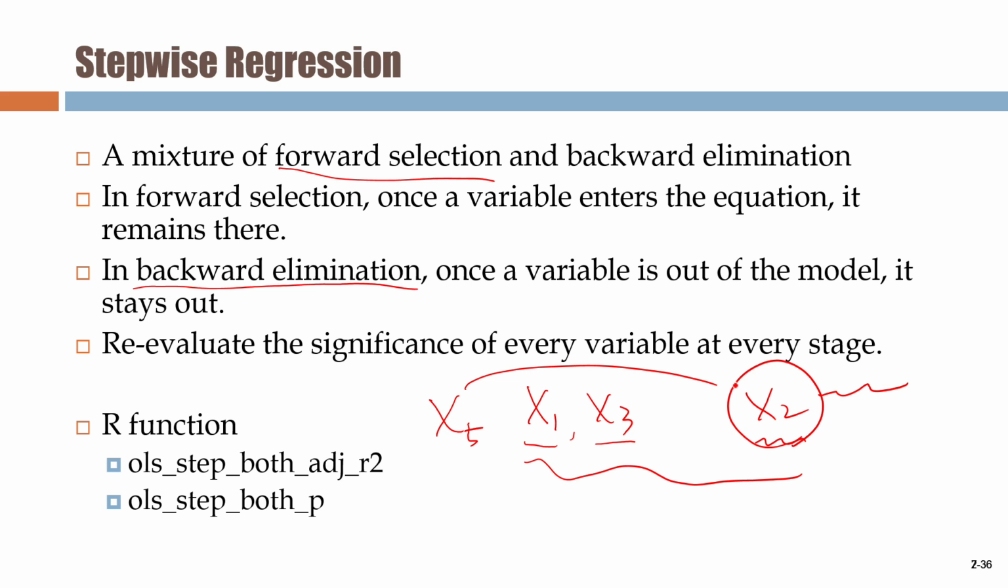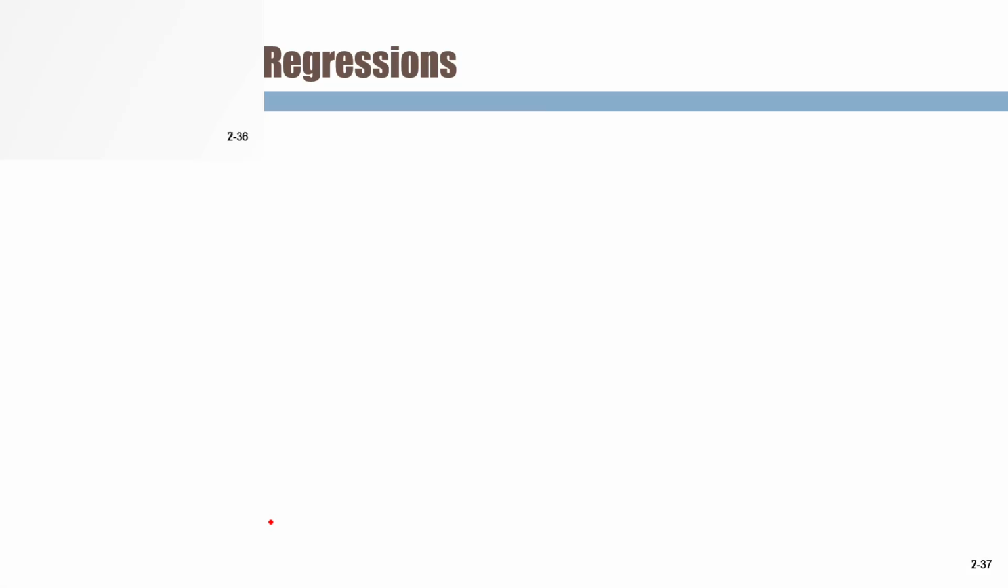So for forward selection, once a variable gets in, it will never leave. But for backward elimination, once a variable is dropped it will never come back. However, with stepwise, forward and backward together, it's possible a selected variable can be dropped, or a dropped variable can be selected in the next step. That's possible. So in our function, this is the option both. Both means forward and backward together. Again, R square, adjusted R square, or p-value can be the criteria.